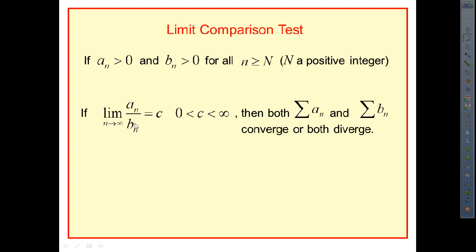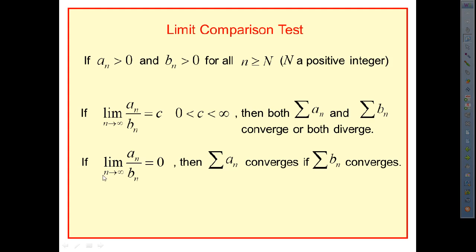So remember, this is a comparison test. B sub n is one that you're going to choose, and you're going to want to choose one that you can actually determine whether it converges or diverges. If you prove that this limit is some positive constant, then what you've proven is that these are growing at the same rate. So if b sub n converges, then a sub n is going to converge, and if b sub n diverges, then a sub n is going to diverge. That's what you're actually looking at right there.